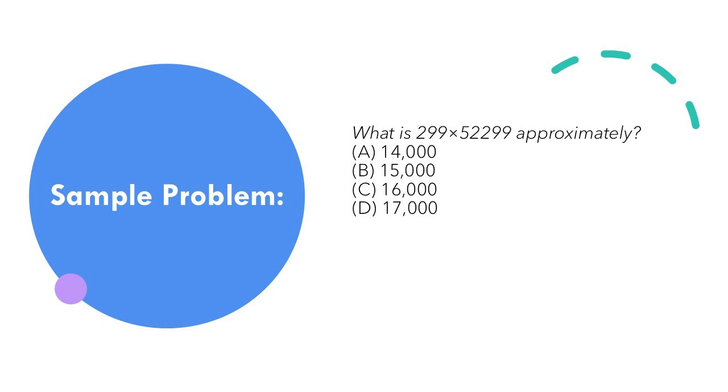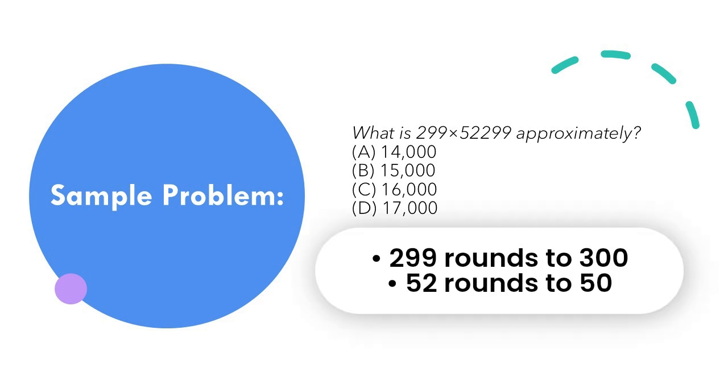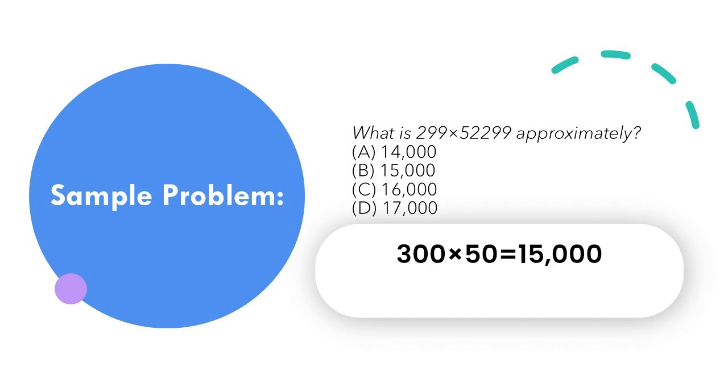Example problem. What is 299 times 52 approximately? A. 14,000. B. 15,000. C. 16,000. D. 17,000. Instead of actually multiplying 299 by 52, let's round. 299 rounds to 300. 52 rounds to 50. Now multiply. 300 times 50 is equal to 15,000.